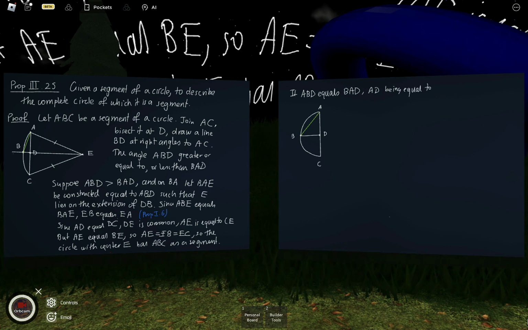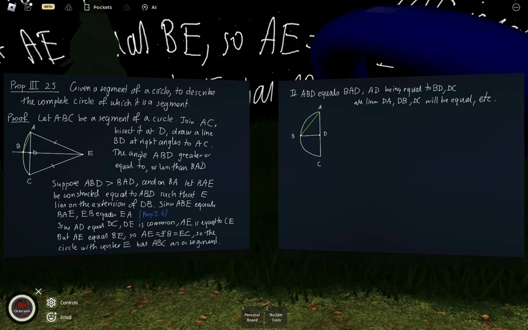oh I see, BD and DC. Why is that? AD is equal to DC because that's bisecting. AD is equal to BD because you have these two equal angles, right? So then it's equal to both of them. So we just apply the same argument as before, but directly they will be equal, etc. Right, so it's the same argument, but with D equal to E.